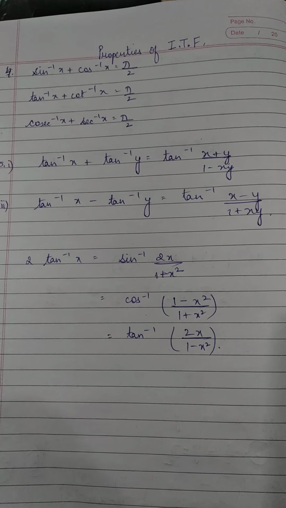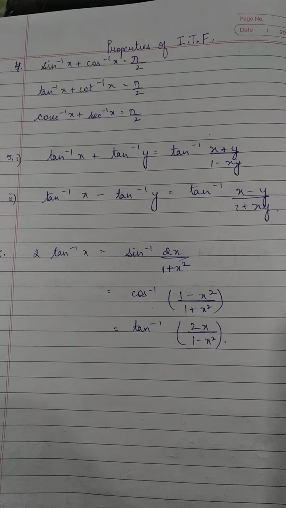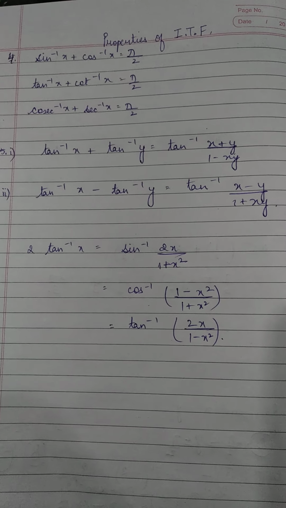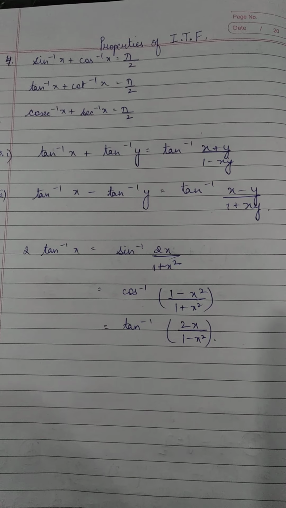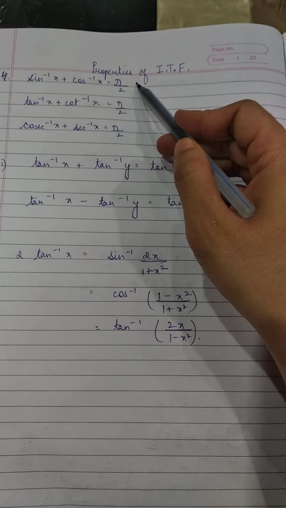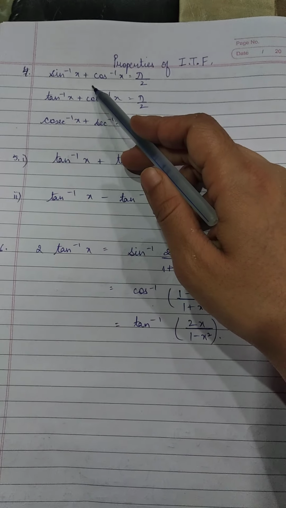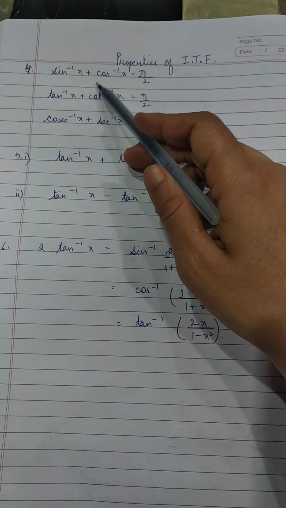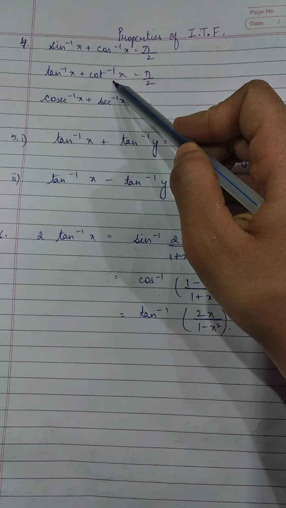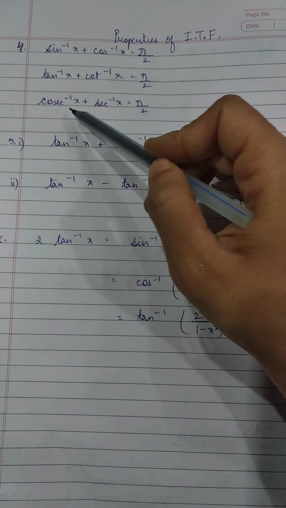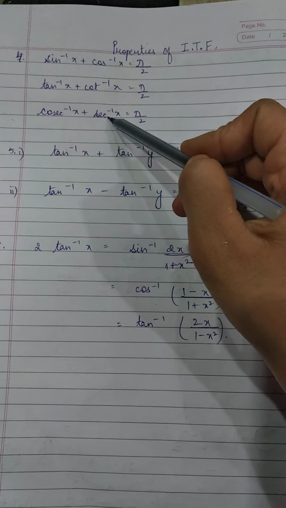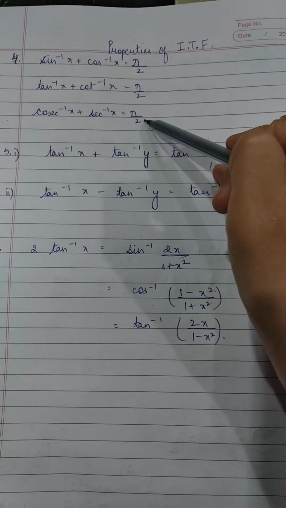Today we'll be discussing the remaining properties of inverse trigonometric functions. So we start with these properties, very important ones they are. That is, sin inverse x plus cos inverse x is equal to pi by 2. Tan inverse x plus cot inverse x is also equal to pi by 2. Likewise, cosecant inverse x plus secant inverse x is equal to pi by 2.